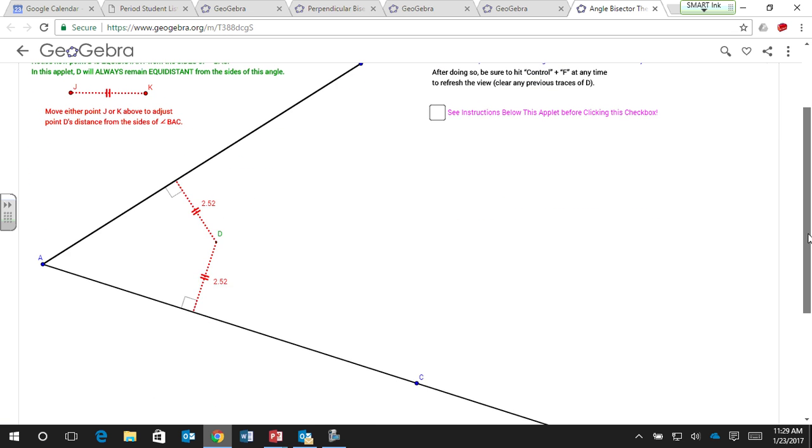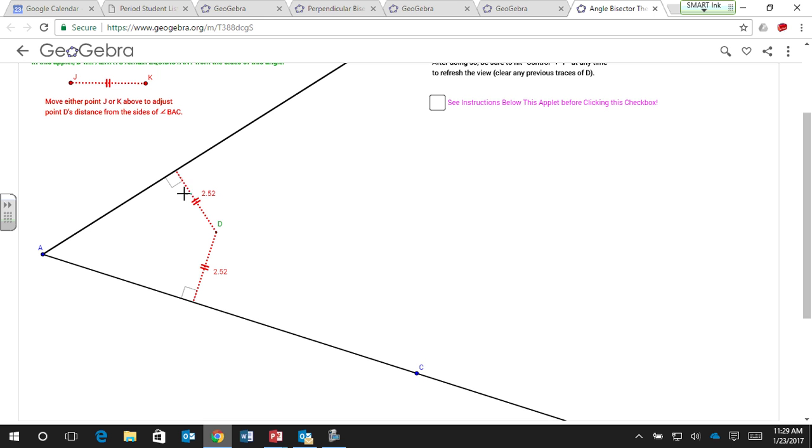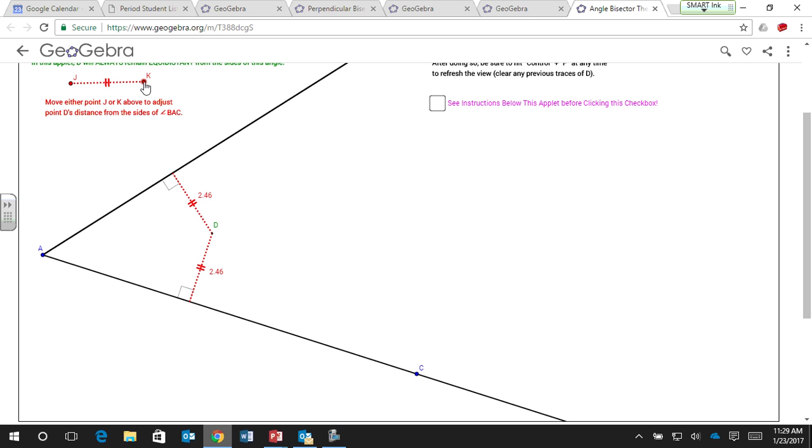All right, so with the angle bisector theorem, let's look and see what happens with this guy. So another little applet here. Watch what happens as I move JK around. So this JK is congruent to this portion from the angle to D, and from D to this other portion of the angle, that ray.